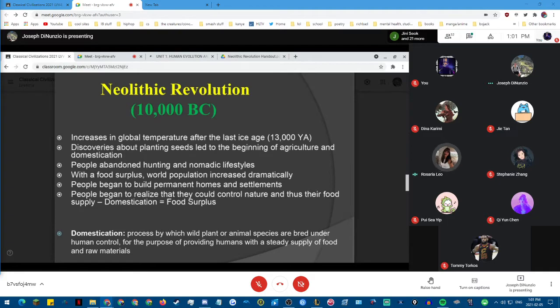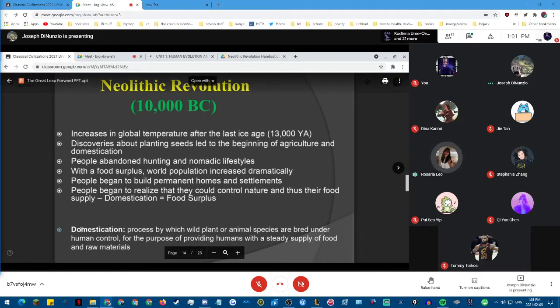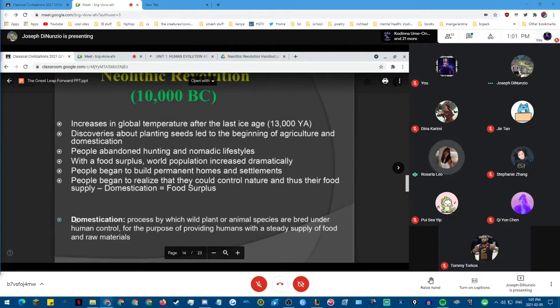Domestication equals food surplus. Domestication: the process by which wild plant or animal species are bred under human control for the purpose of providing humans with a steady supply of food and raw materials.